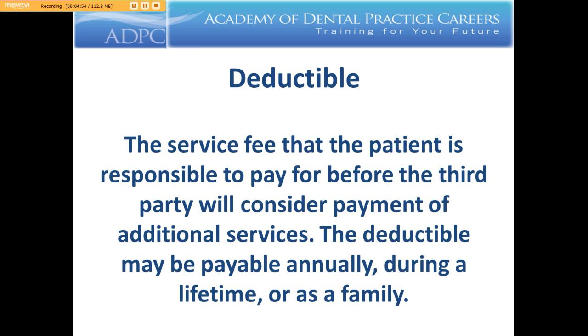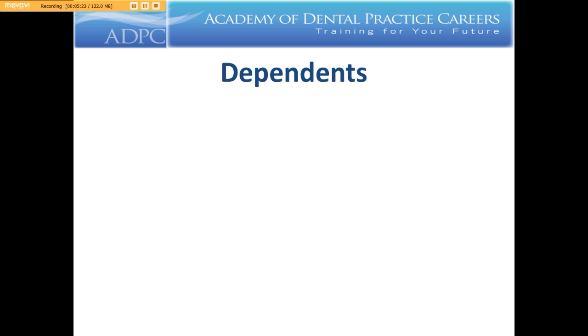Deductible. This is the service fee that the patient is responsible to pay for before the insurance will consider payment of additional services. This deductible may be payable either annually, during a lifetime, or as a family. And once again, when you're checking the breakdown of benefits, make sure to see what the deductible is and what period of time, whether it's annual, lifetime, or family.